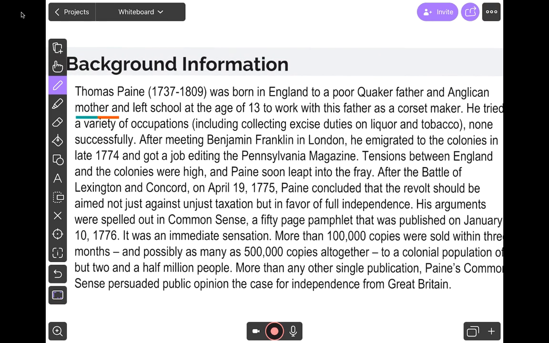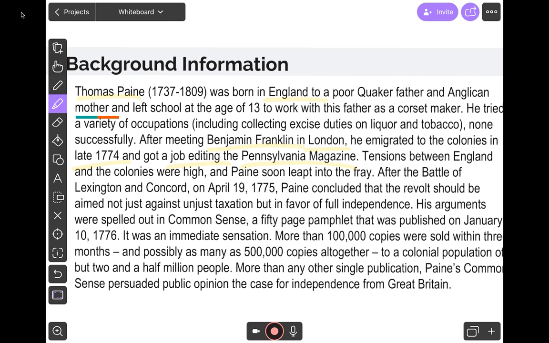Okay, so some background information. Thomas Paine was born in England to a poor Quaker father and Anglican mother, and left school at the age of 13 to work with his father as a corset maker. He tried a variety of occupations, including being a tax collector on liquor and tobacco, none successful. After meeting Benjamin Franklin in London, he emigrated to the colonies in late 1774 and got a job editing the Pennsylvania Magazine. Tensions between England and the colonies were high, and Paine soon leapt into the fray.